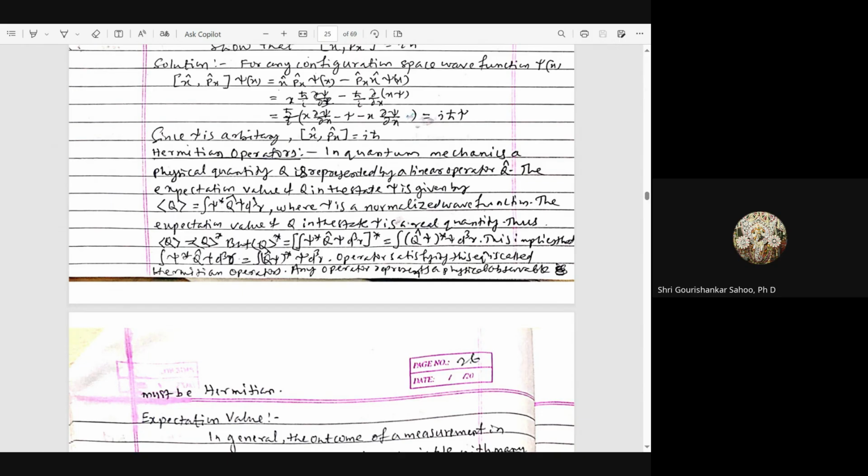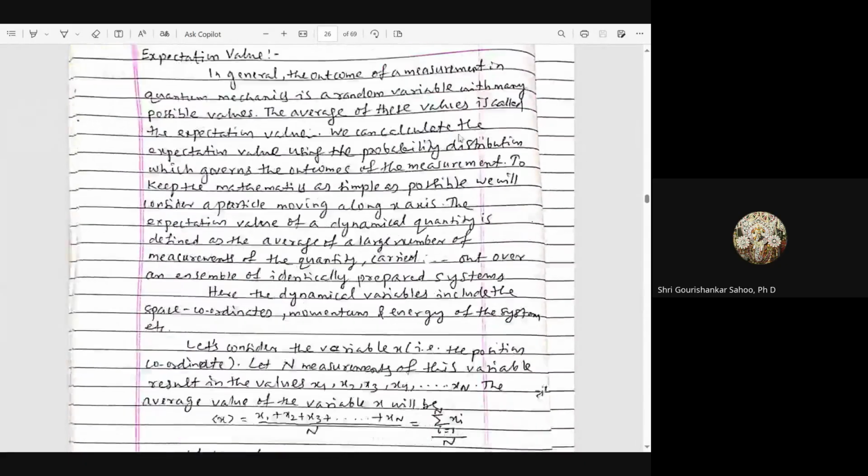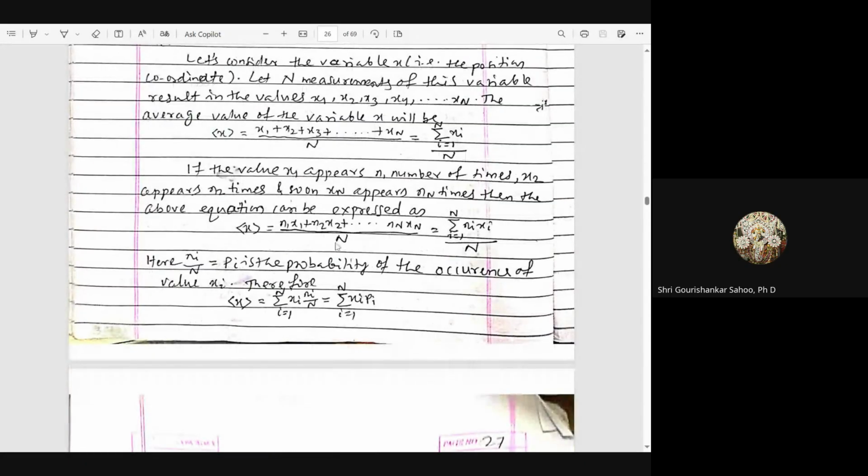So you can have Q is equal to Q star, but the expectation value of Q star is equal to the integration of psi star Q cap psi d tau whole star. So this is nothing but the integration of Q cap psi star psi d tau. And this implies that the integration of psi star Q cap psi d tau is equal to the integration of Q cap psi star psi d tau, and an operator satisfying this equation is called a Hermitian operator, and any operator that represents a physical observable must be Hermitian.